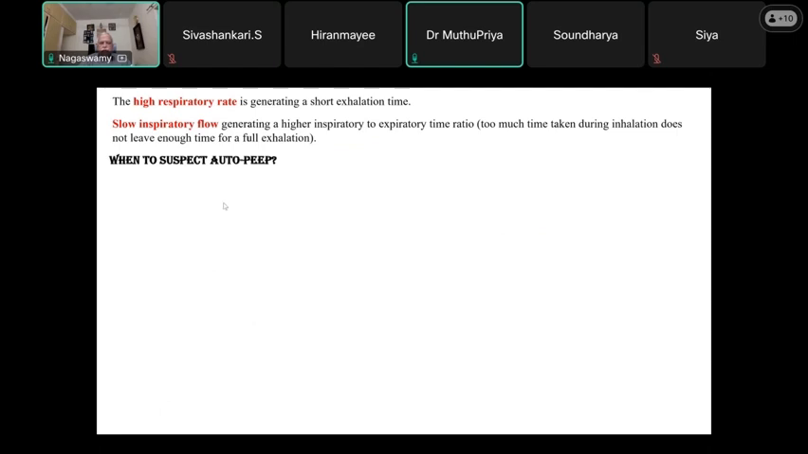Then when will you suspect auto PEEP? Supposing you have ventilatory graphics available in the mechanically ventilated patient, what is the thing that will tell you that the patient is developing auto PEEP? The scalars will never approach the baseline, it will keep increasing, sir. Baseline, okay. The expiratory curve of the graphics fails to go back to 0. That is the sign of air being trapped.